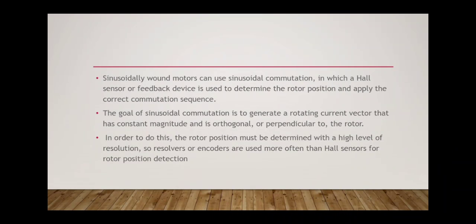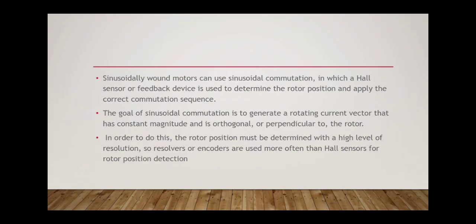Sinusoidally wound motors can use sinusoidal commutation in which a Hall sensor or feedback device is used to determine the rotor position and apply the correct commutation sequence. The goal of the sinusoidal commutation is to generate a rotating current vector, and the rotating current vector has constant magnitude and is arranged orthogonal or perpendicular to the rotor.